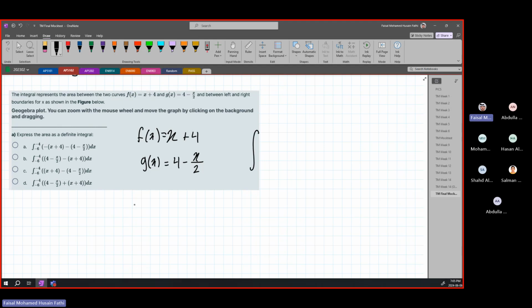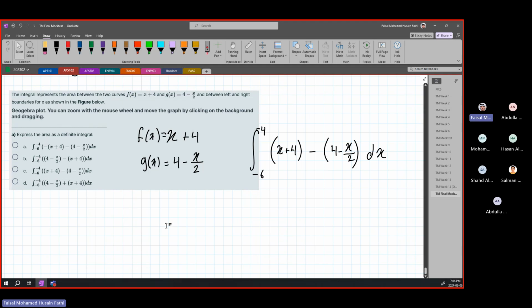It is going to be the integral from minus 6 all the way to minus 4. F of x is x plus 4 minus g of x, which is 4 minus x over 2 dx. All right, that's it. So it starts from minus 6 going to minus 4. In this case, they did f of x minus g of x. And just follow that rule. Just do f of x minus g of x. So it's going to be x plus 4 minus 4 minus x over 2 dx. Okay?